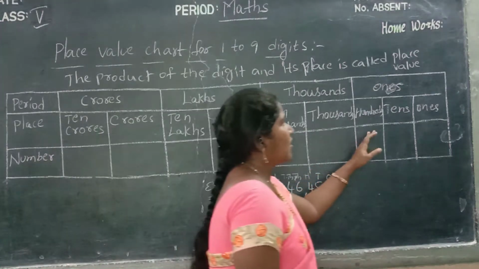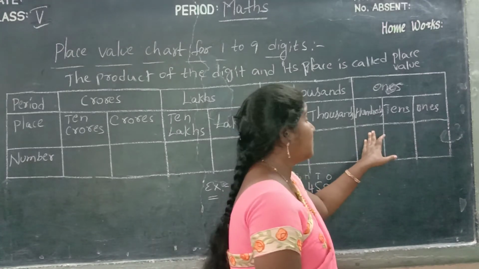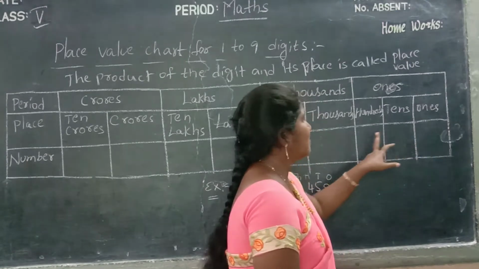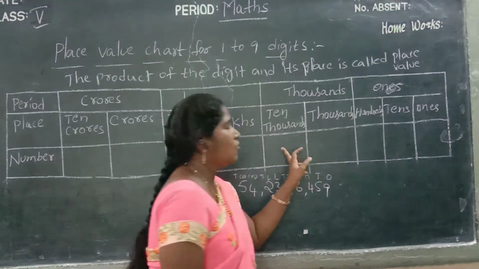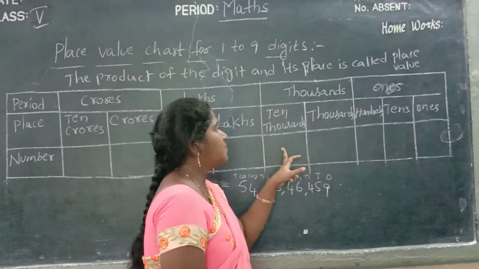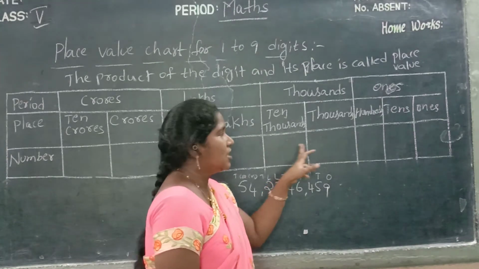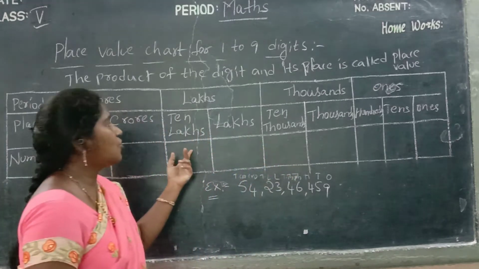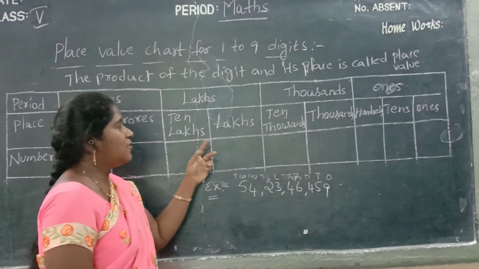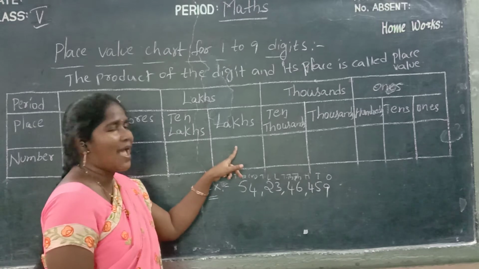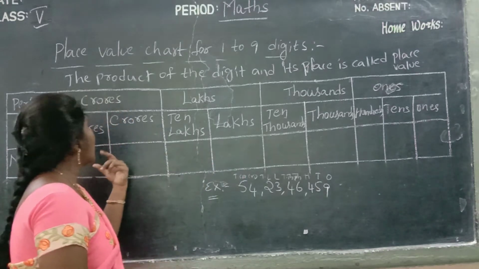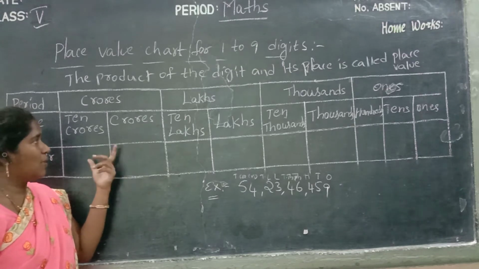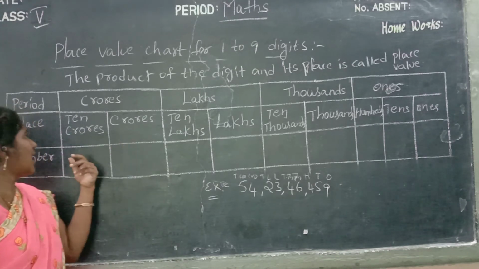See, children, we have 3 periods. In the ones period we have 3 places, children. That is ones place, tens place, hundreds place. And next goes to the thousands period. In the thousands period we have 2 places, thousands place and 10,000s place. And next goes to the lakhs period. In the lakhs period we have 2 places, lakhs place and 10 lakhs place. And next goes to the crores period. In this crores period we have two places, crores and 10 crores.